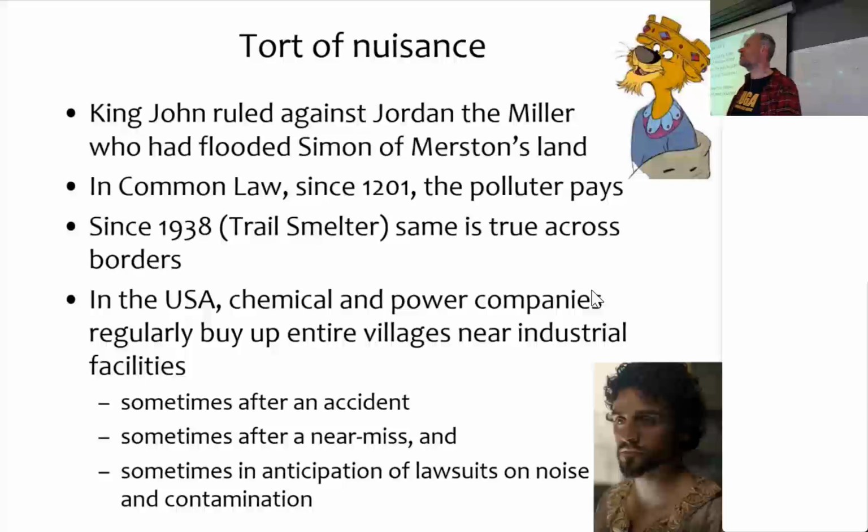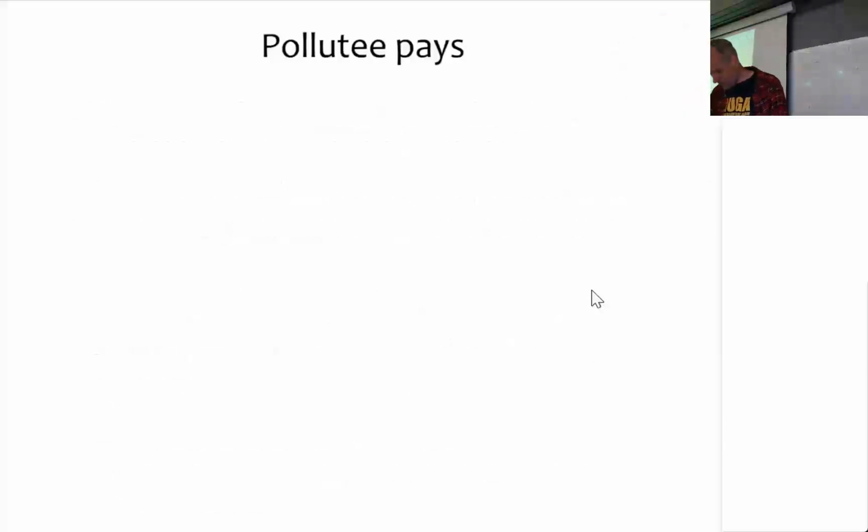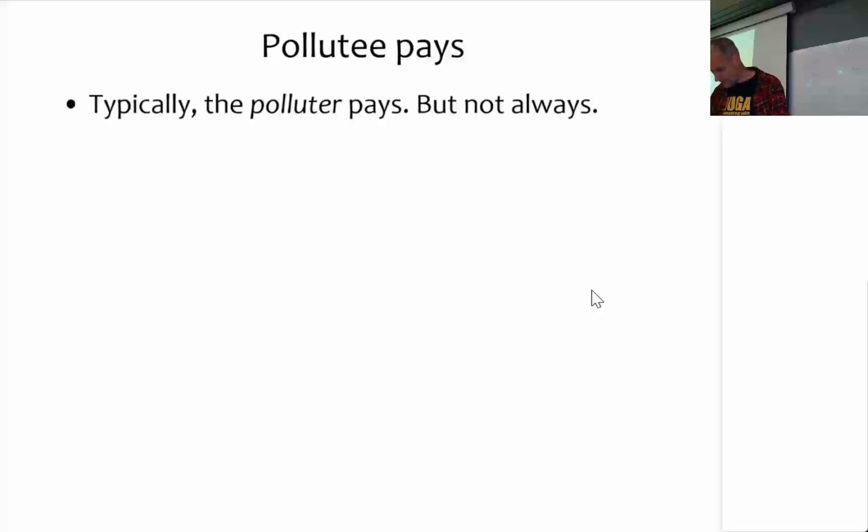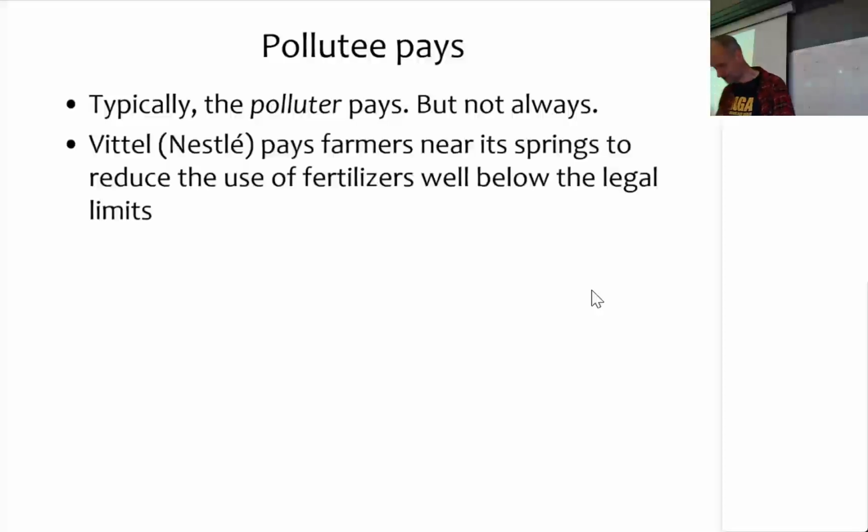So this is fairly common, and it's a form of Coasian bargaining, right? Now, typically the polluter pays, right? Because going back to the tort of nuisance from 1201, that is sort of where our moral code lies, right? That if you do damage, then you have to clean it up, right? And it's not just a moral code, it's also a legal code, right? But we also have examples where the pollutee pays.